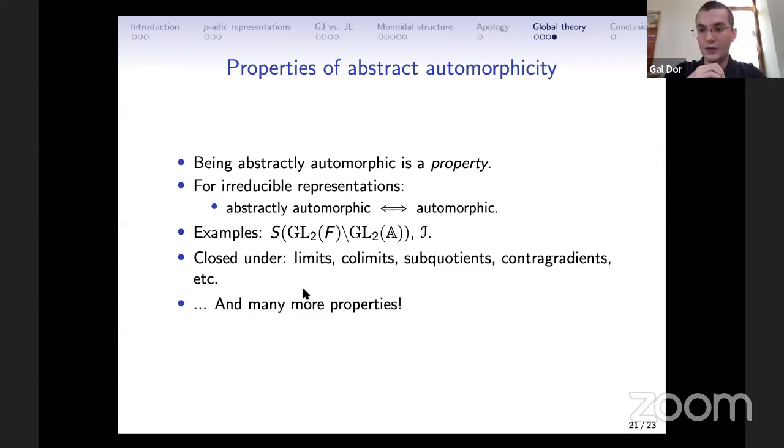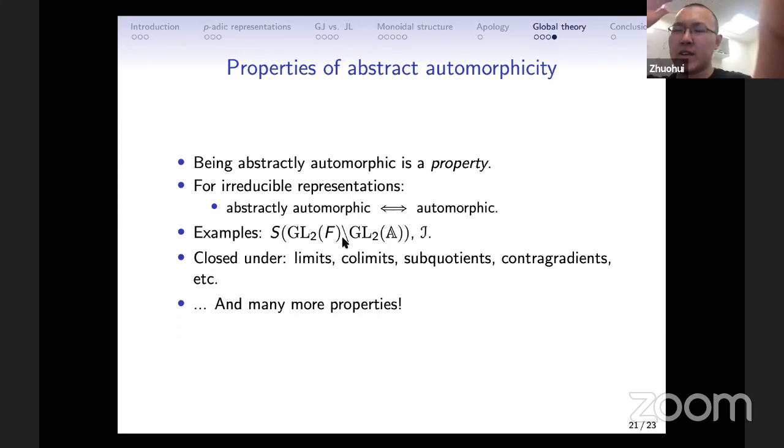So for example, since we know that the space of automorphic functions is abstractly automorphic, this immediately implies that its contragradient is abstractly automorphic, and that all subquotients of it are abstractly automorphic.